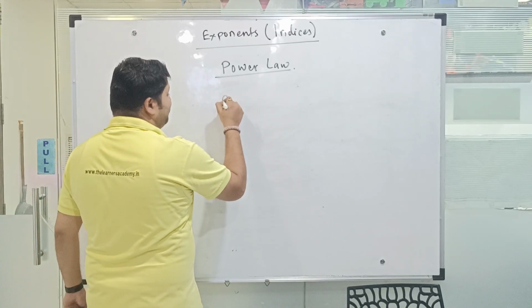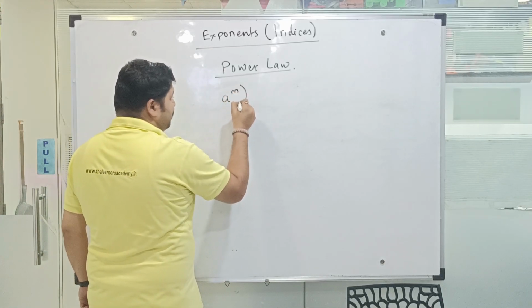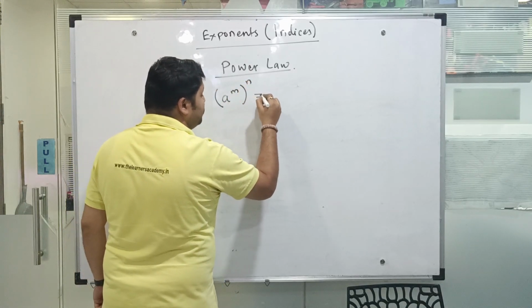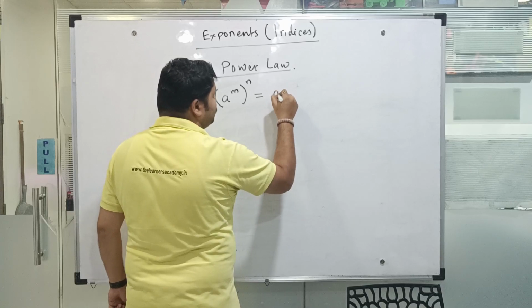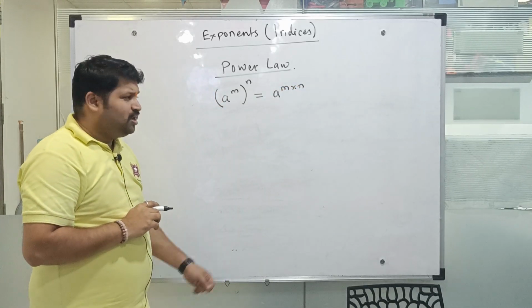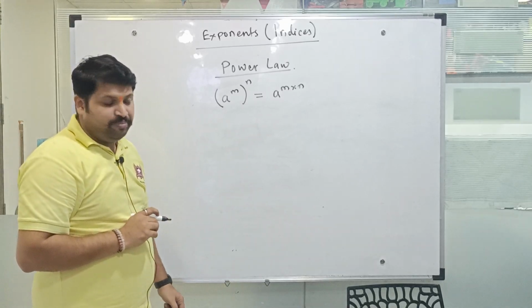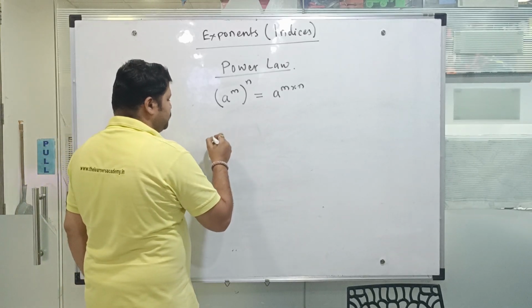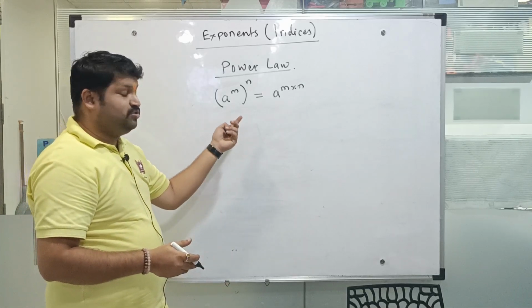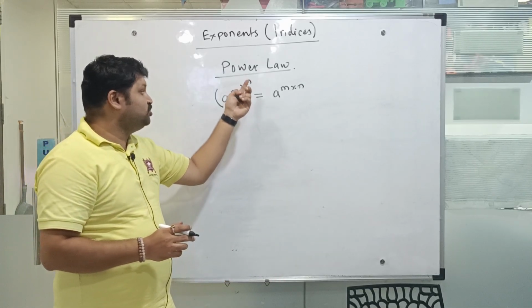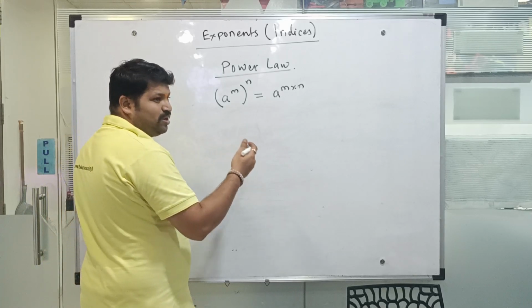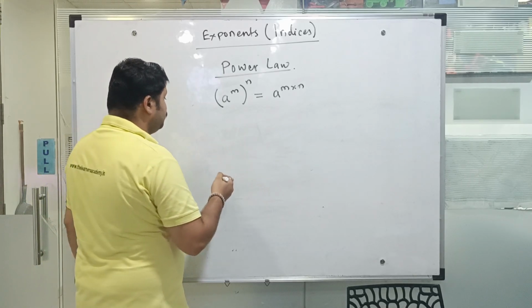So if I have a to the power of m and then this whole thing is to the power of n, then it would mean that it is a to the power of m multiplied by n. It's a pretty simple, straightforward law. Now let's take a few examples on it. The values of m and n can be positive, negative or 0. If even one of them is 0, then the final answer would be equal to 1.